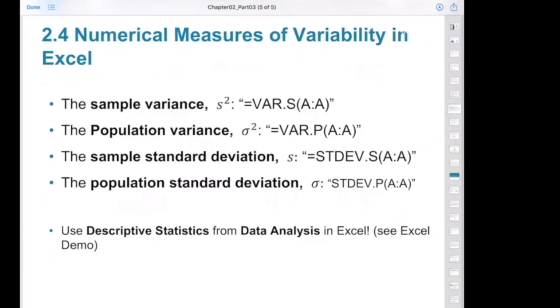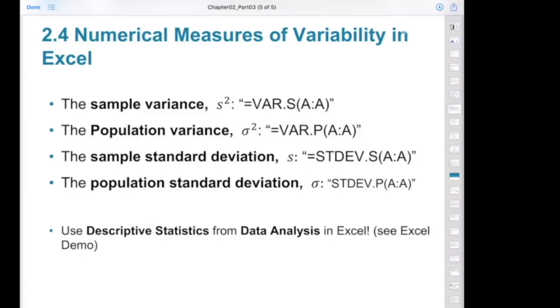Excel functions to find the variance or the standard deviation. Here you have 4 functions, as you can see here. For the sample variance, S square, you can find it by VAR.S. VAR means variance, S for sample. And the sigma square, this is the population variance. It's also VAR.P, P for population.